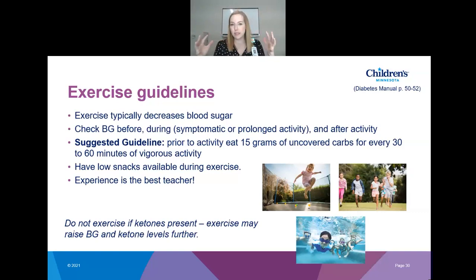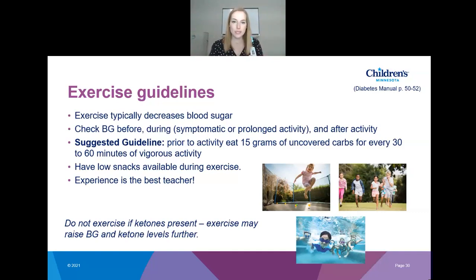If it's extended, more than 30 minutes or an hour, you might want to check a blood sugar during the activity to see what's happening, but for sure before and afterwards. If you notice that you have a trend of blood sugar dropping during that activity, you may in the future want to eat some uncovered carbs before that activity to prevent a low.